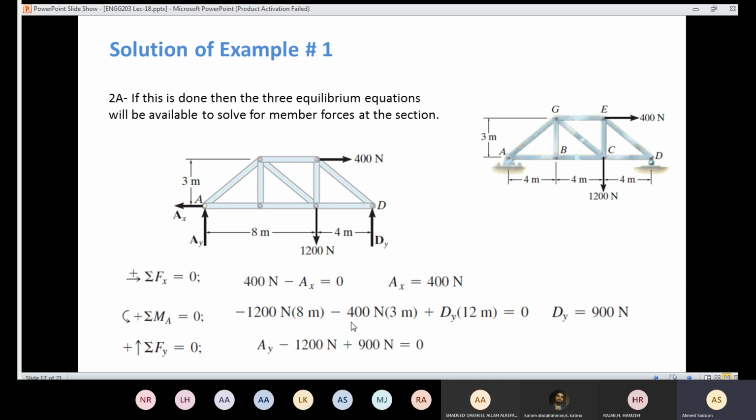I already know the value of dy. I can easily solve for AY. AY came out to be 300 newtons. So now I determined all the support reactions.